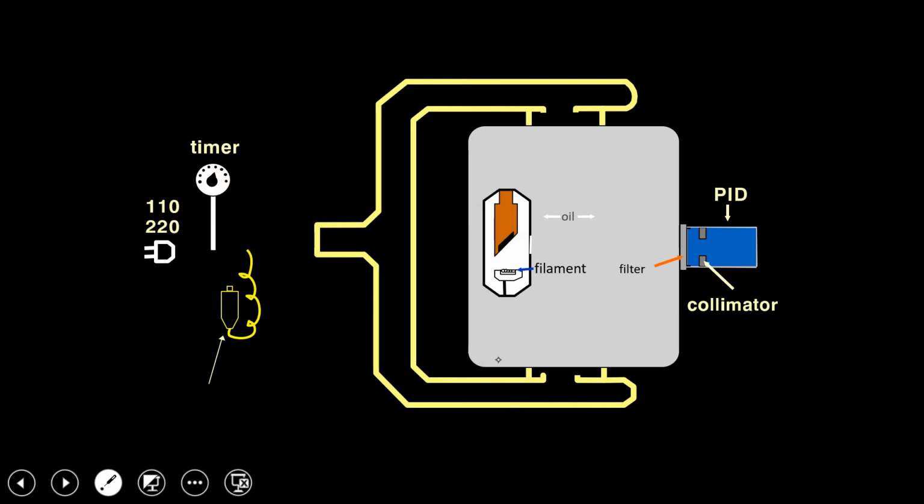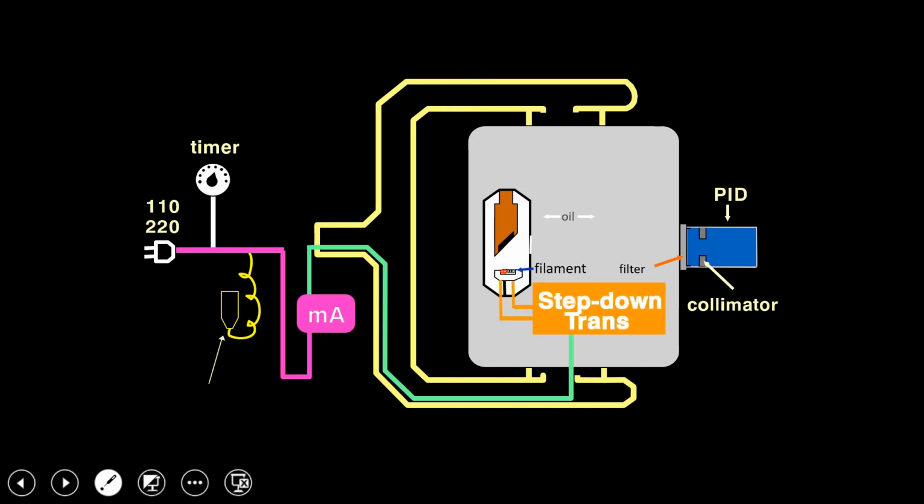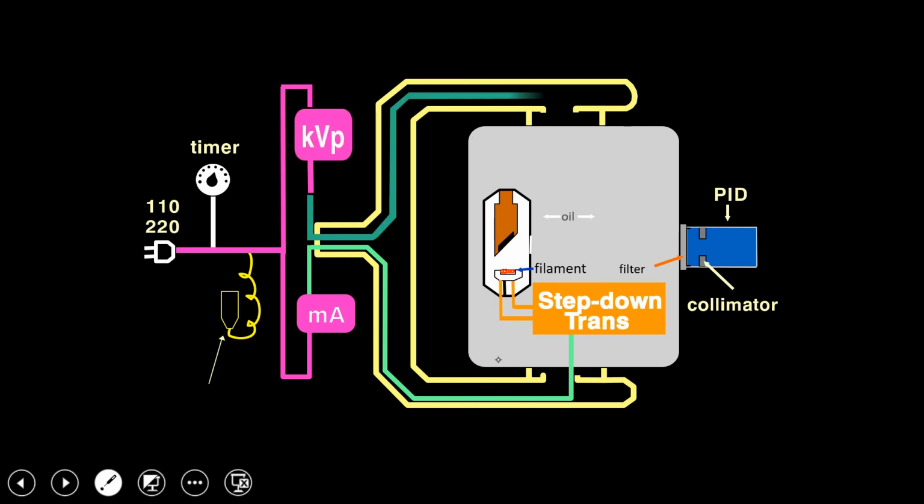So here you can see how the step-down transformer heats up the filament and it releases electrons. Once the exposure button is pressed, the high voltage circuit is activated and it creates a potential difference between the cathode and anode. Electrons move from the cathode towards the anode and the X-rays are produced.